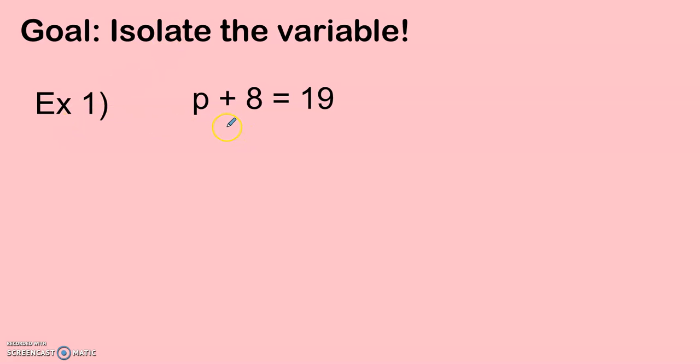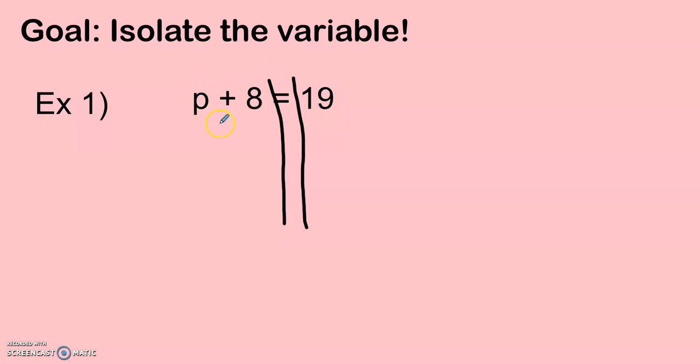So for this first example, we have p plus 8 equals 19. The first thing that I ask students to do is to draw two lines down the equal sign. The reason why is that reminds us to keep our equation balanced. What we do to one side, we must do to the other.